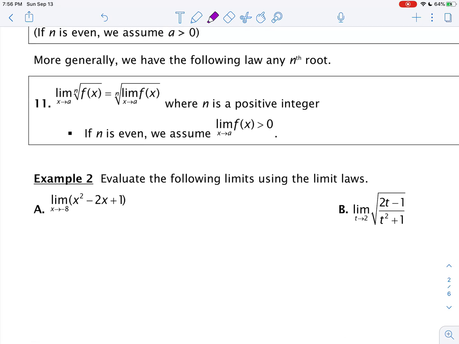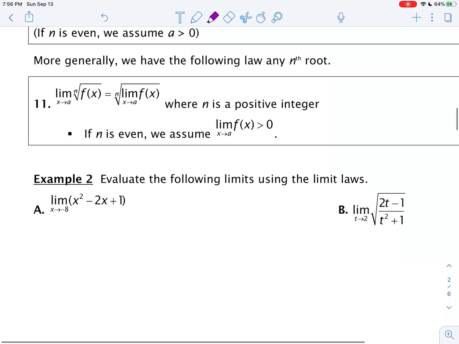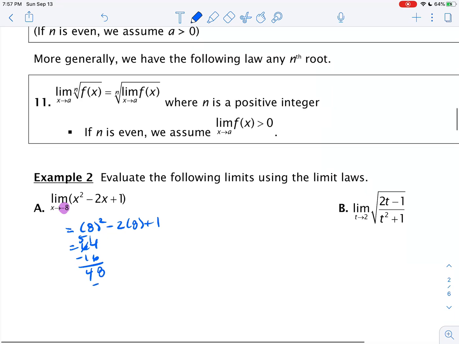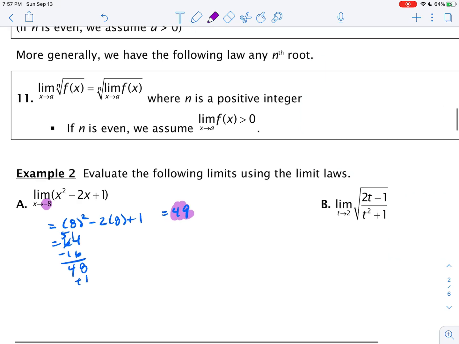And in general, what you want to do is go ahead and plug in the value of a that you have, and in this case we have minus 8. So this is going to equal 8 squared minus 2 times 8 plus 1, whatever that is, right? So 64 minus 16 is going to give me 48, and then plus 1 is going to give me 49. Good.